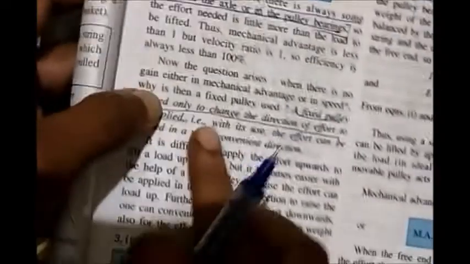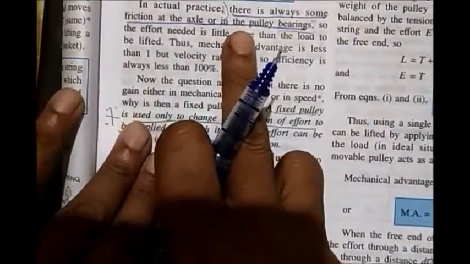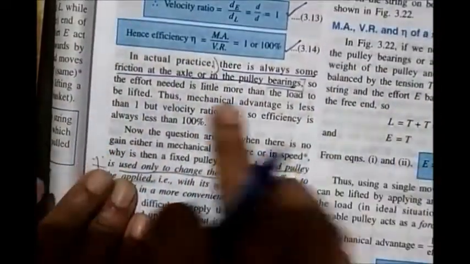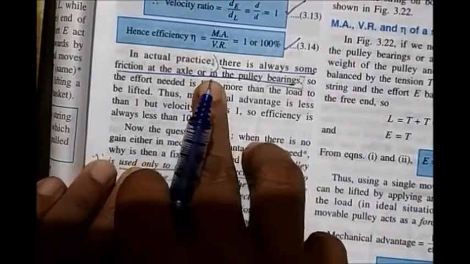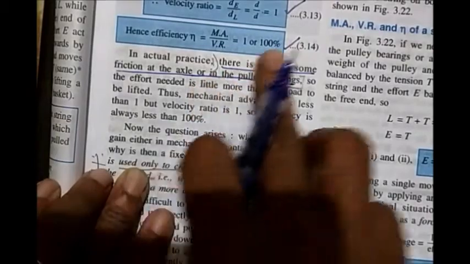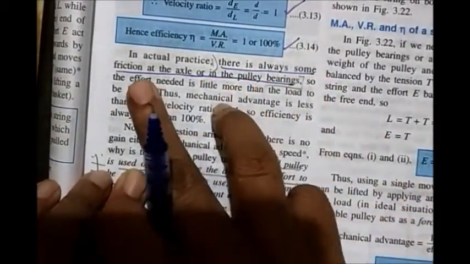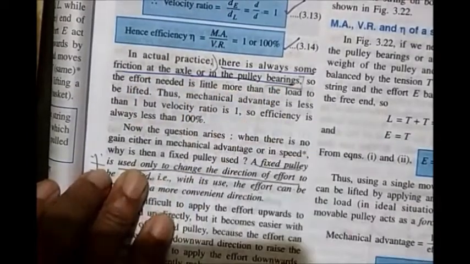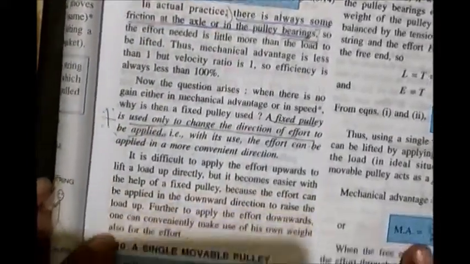So because of that you will not have... So the question can be: what are the reasons due to which a fixed pulley cannot have 100% efficiency in practical cases? So the reason will be friction at the axle or in the pulley bearings.